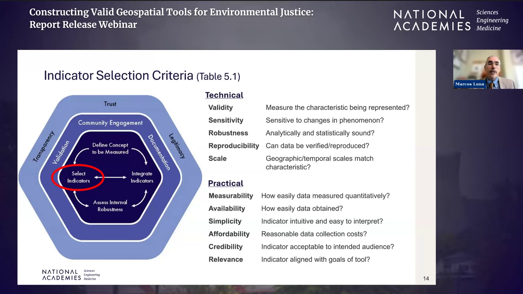We need to evaluate measures in consultation with federal agencies, technical experts, and community partners. Engaging community members and other interested and affected parties iteratively throughout the indicator selection and integration process is an essential aspect of building the credibility of an environmental justice tool and engendering trust. Next slide, please.